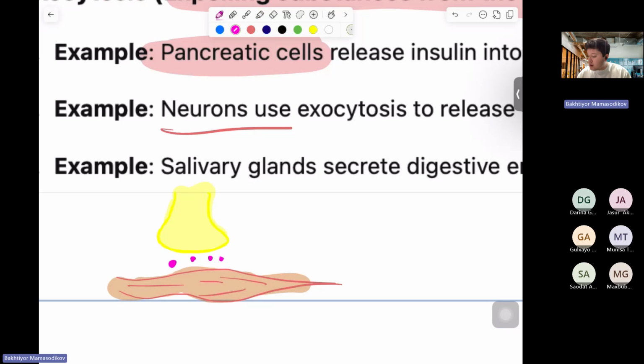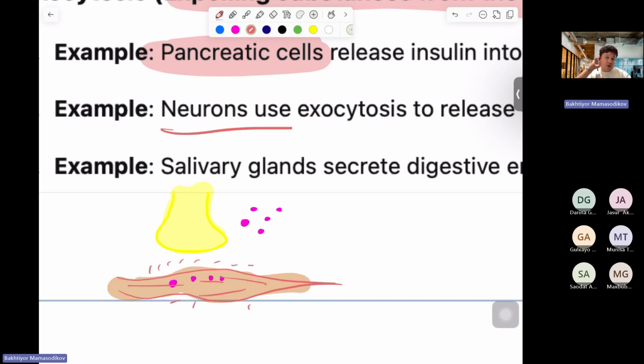Because of neurotransmitters, they are also released from your neuron cells. Imagine I have a lot of neurotransmitters. They will be in the neurons, in the neural cells, so they will be released, and they're going to activate the muscle cells. Okay, so they will contract them.